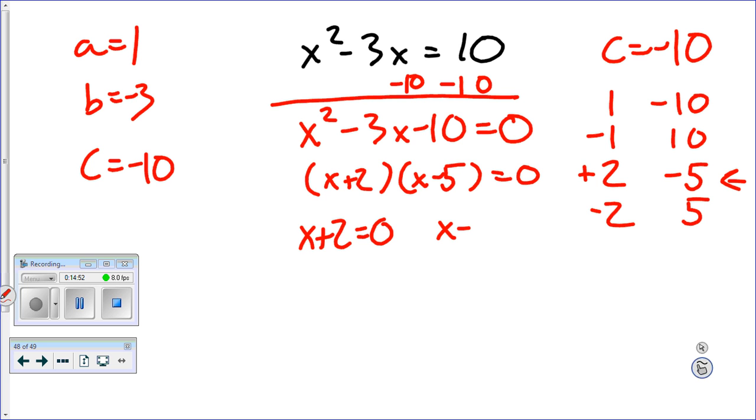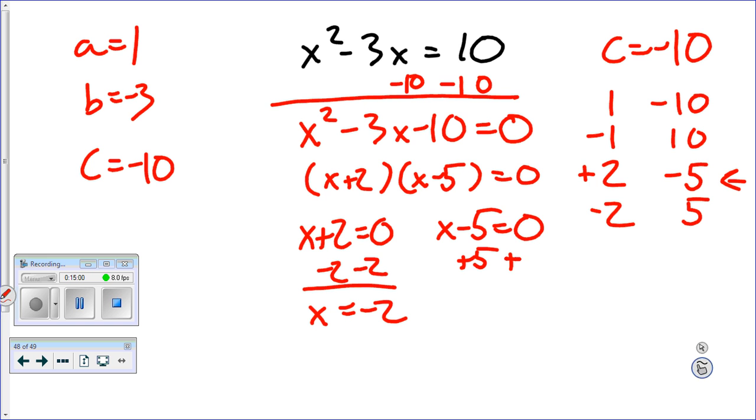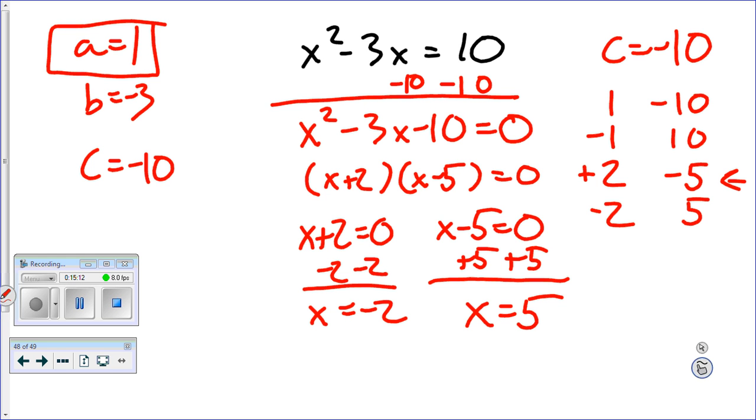X plus 2 equals 0. X minus 5 equals 0. Again, I know a lot of your impulses are going to be to just switch the signs of the numbers. Please don't do that. Please don't say, oh, it's positive 2, so it'll be negative 2, or oh, it's negative 5, so it'll be positive 5. That's true here, but eventually, when a does not equal 1, you can't do that. But that's a little more complicated. We'll get to that a little bit later.